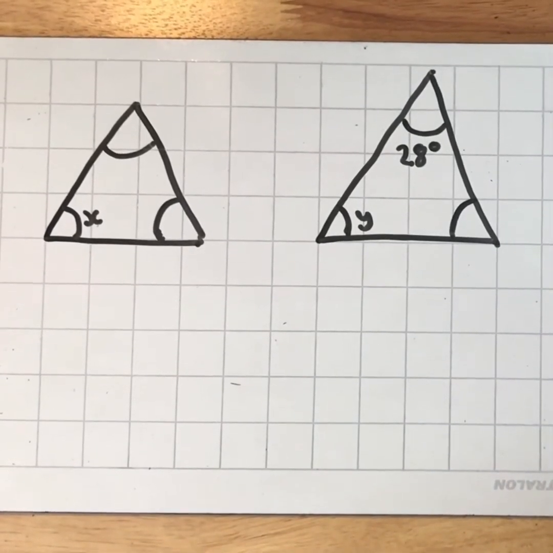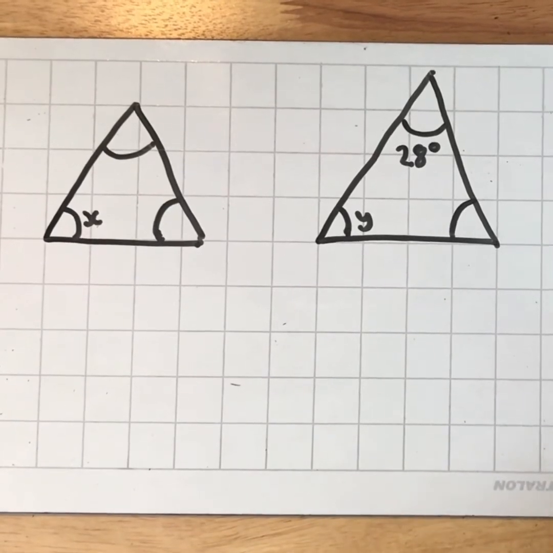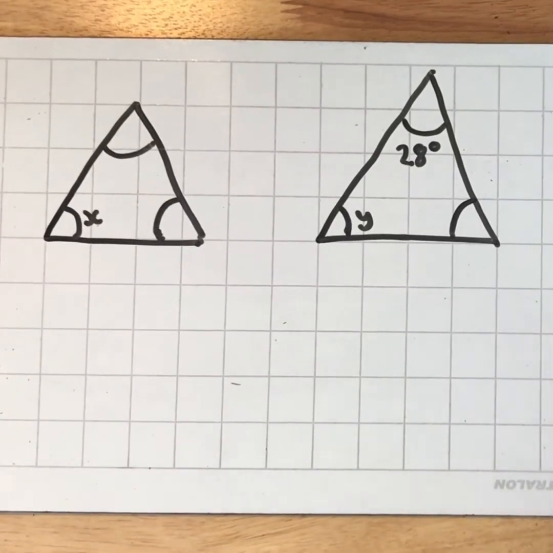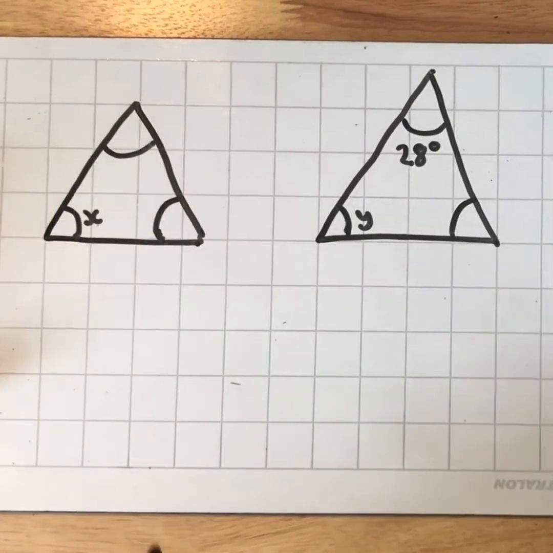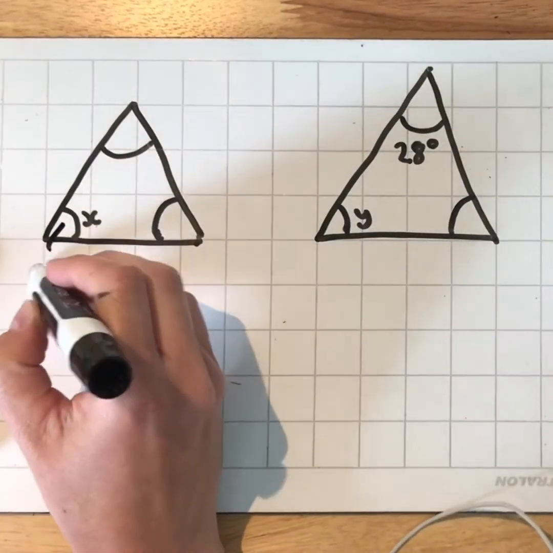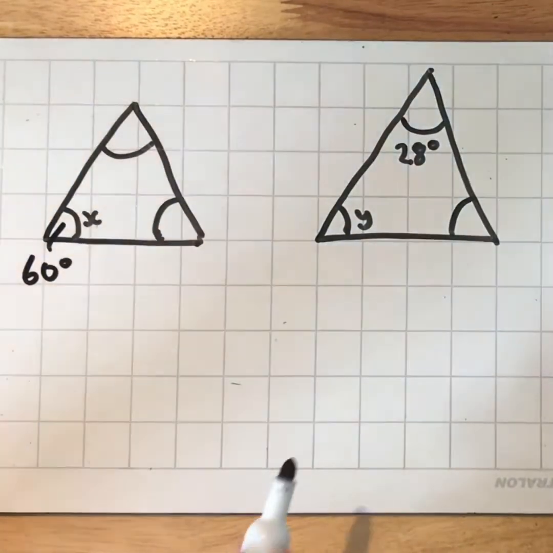So with your equilateral triangle, the first thing you need to know is that all the angles are the same. They're all the same size. So 3 angles add up to 180 degrees. So each angle in an equilateral triangle is 60 degrees. So angle X is 60 degrees.